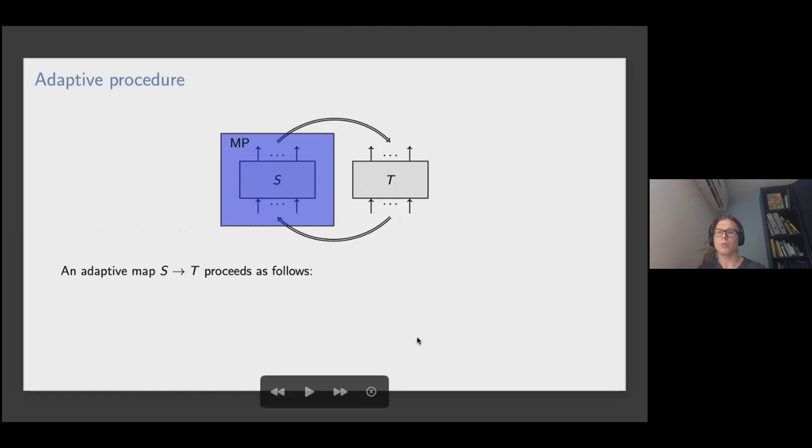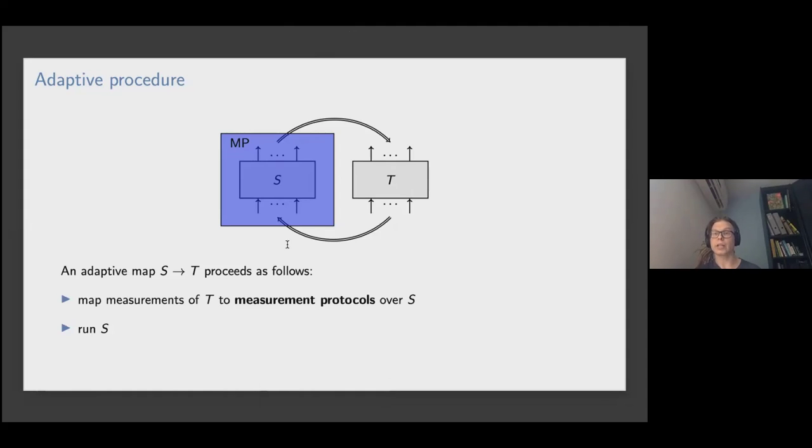So now, with this defined, you can then say that an adaptive simulation or map of systems is something like this. Instead of mapping measurements in T to measurements in S, you map them into measurement protocols over S, so to measurements of MP of S. Then you run S, and you still get some well-defined outcomes over these measurement protocols. And then you have some rule that tells you how to interpret these outcomes in T.